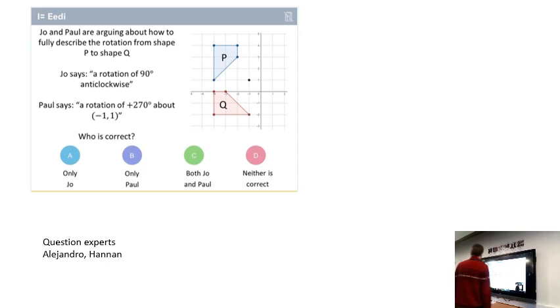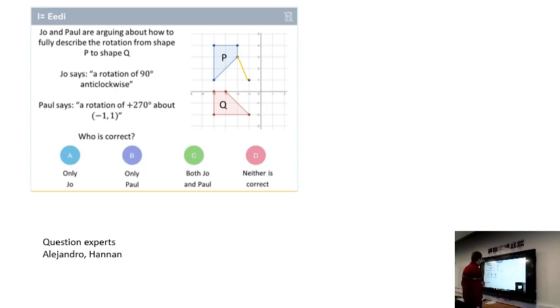Okay, so Joe and Paul are arguing about how to fully describe the rotation from shape P to shape Q. Before we look at their viewpoints, let's just work out ourselves. So we've got this point here. This is some rotation which is going on. Let's choose this point here. Let's draw a line between this point and the center of rotation.